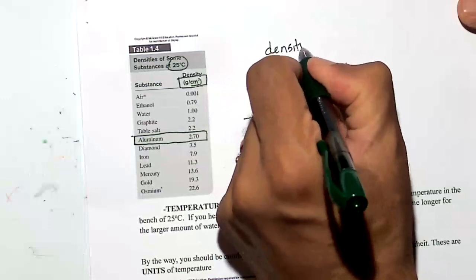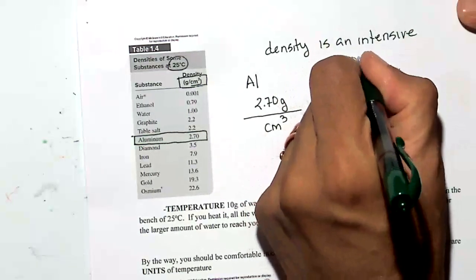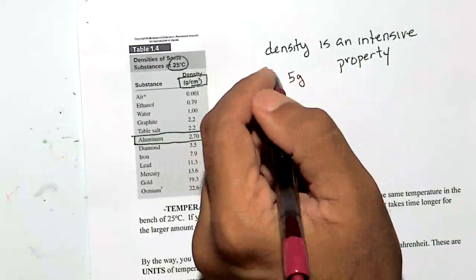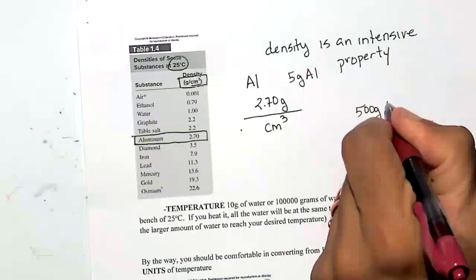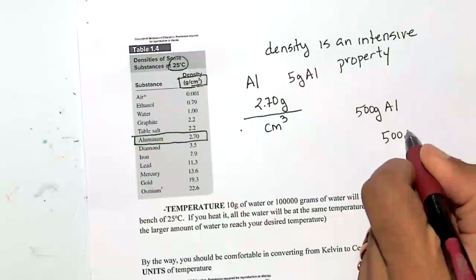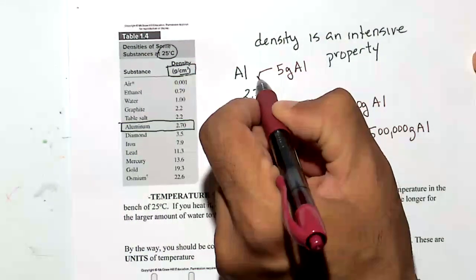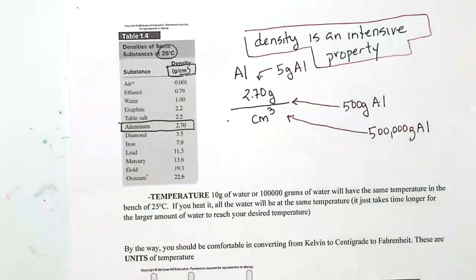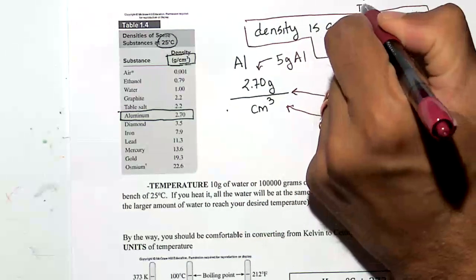So density is an intensive property. If I have 5 grams of aluminum, what is its density? What if I have 500 grams of aluminum? What is its density? What happens if I have 500,000 grams of aluminum? It's going to be the same. That's what I mean by density being an intensive property. Other examples of intensive properties are color and temperature.